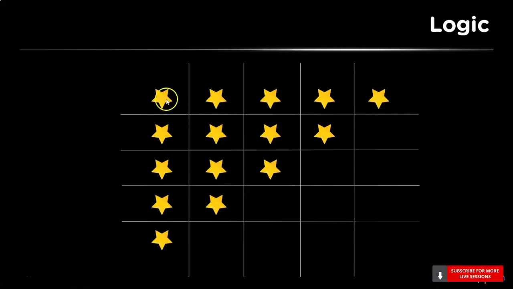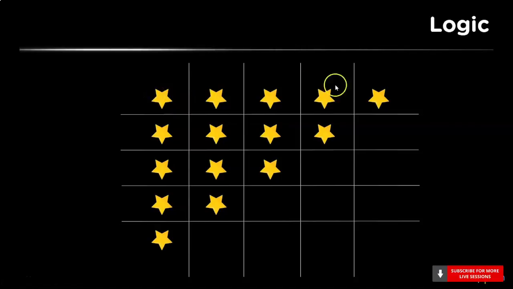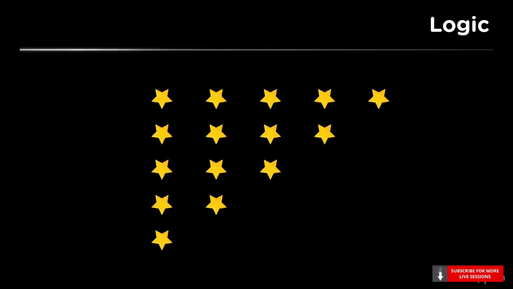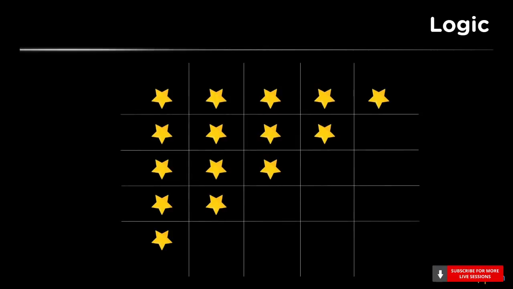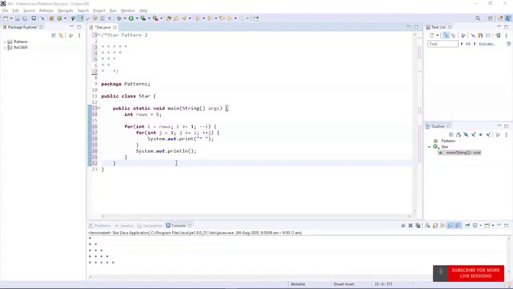You can see that in the first row, we have 5 stars. In the second row, we have 4 stars, and so on. Now, let us try to check out the code and learn how it works and how to print the star pattern on our screen. We are back in the practical mode again.